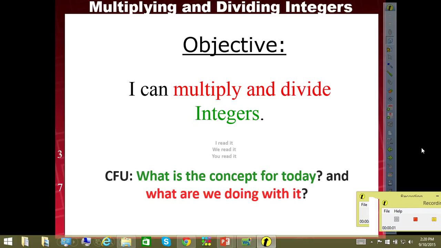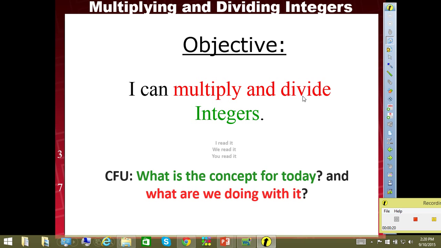Here we go. Our objective for today: I can multiply and divide integers. Let's read together. 1, 2, 3. I can multiply and divide integers. Now, remember that I said that we were covering those two, but we were starting with multiplication, right? So we're already done with multiplication. Today we're focusing on what?